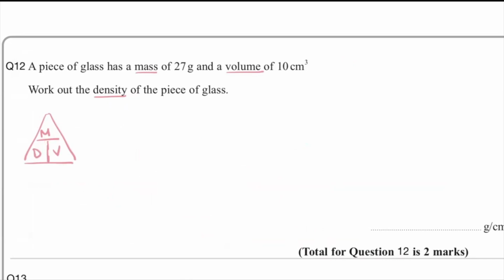So I'm being told I have a mass of 27. So my M is 27. I have a volume of 10. So my volume is 10 and my density is what I'm trying to work out. So density is going to be equal to 27 divided by 10, which is 2.7. You would put that on your dotted line. The unit's already done for you. Remember, when you're dividing by 10, you're just going in one place.